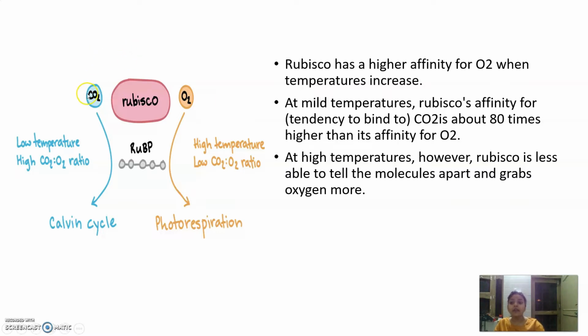Here you can see when the carbon dioxide to oxygen ratio is high, meaning the carbon dioxide content is more, and the temperature is low, carbon dioxide fixation occurs, the normal Calvin cycle occurs, and Rubisco acts as the carboxylase. But in case of a low carbon dioxide to oxygen ratio, when the temperature is high, Rubisco acts as the oxygenase, catalyzing photorespiration.